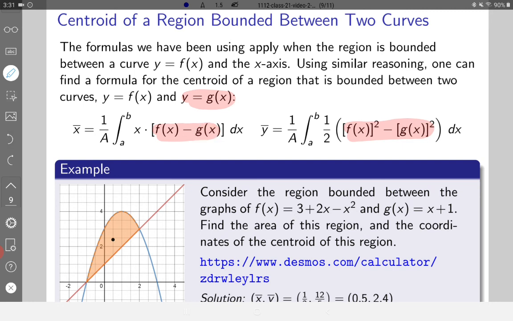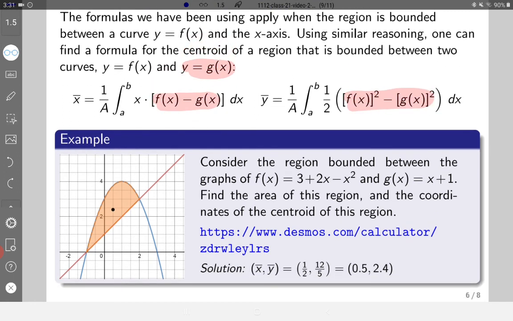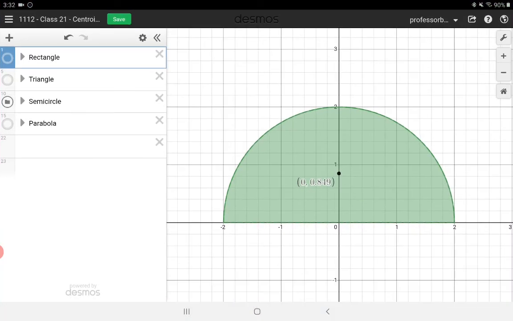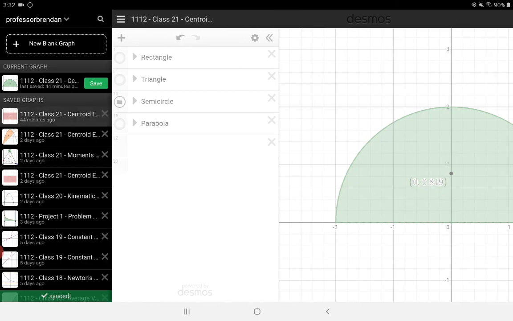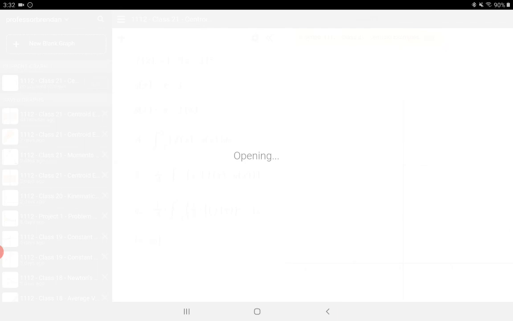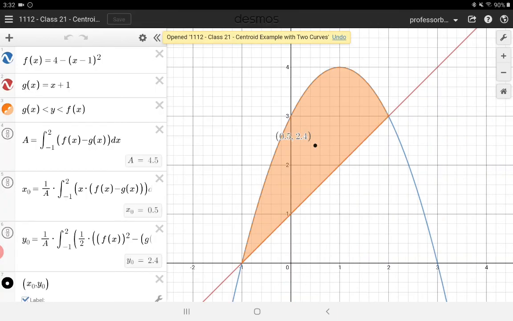And just for your practice, I have an example down here of a region bounded between two curves. I have a quadratic function and a linear function. As before, I have a link to Desmos, so if you pull that up, you will see a graph of that region. Oops, sorry, this one. And you can use that to check your work by clicking on and seeing the intersection points.